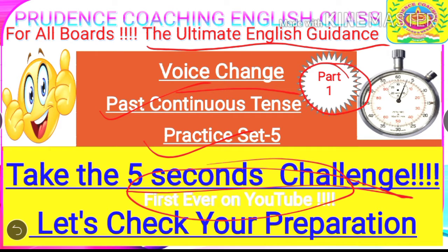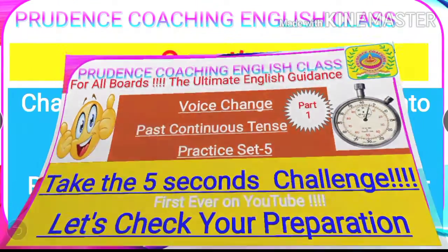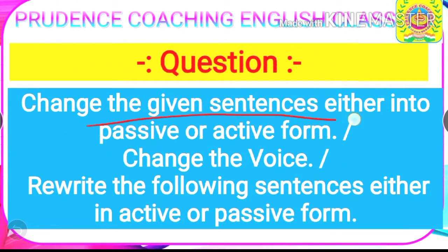This is our part 1 video. In this part 1 video, once again we will practice the questions. We will give you only 5 seconds, and within this 5 seconds you have to solve the question. So let's start. Our question is, change the given sentences either into passive or active form. The question remains the same. That means if the sentence is given in active voice, you will have to change it into passive voice. If the sentence is given in passive voice, you need to change it into active voice. So get ready for the first question of the day.